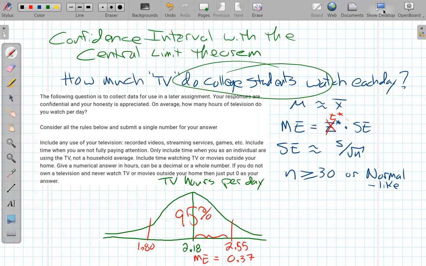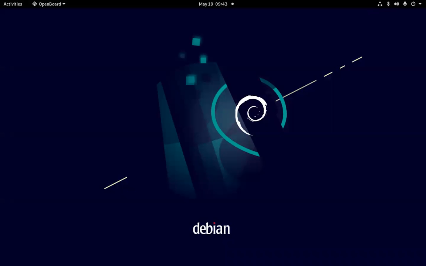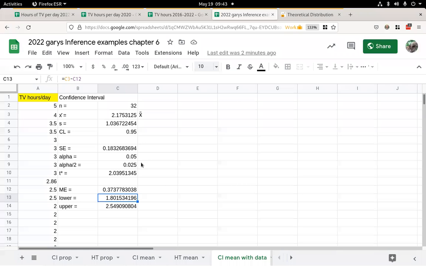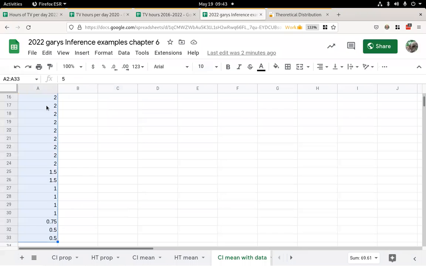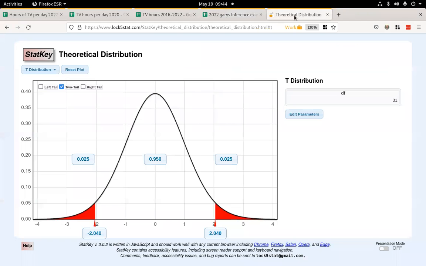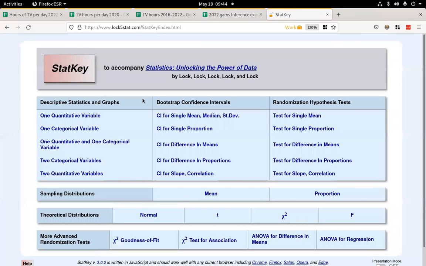Compare that to a StatKey randomization. You can do a StatKey randomization if you have the original data, not just the summary like the mean and the standard deviation and the count. So let's copy that back to StatKey. StatKey should give us something similar. It won't be exactly the same for a couple reasons. StatKey does randomizations, and we don't have a large sample size. 32 is big enough, but it's not really big, right?